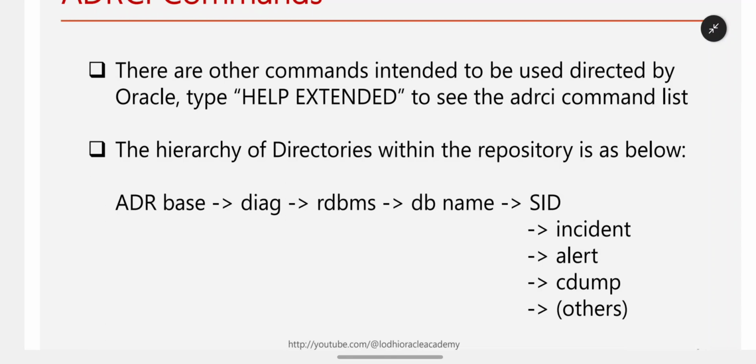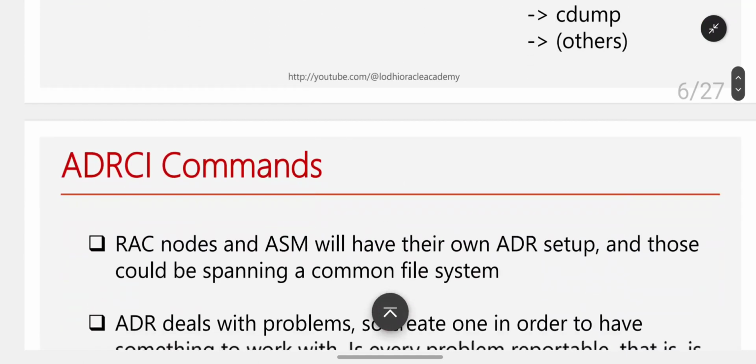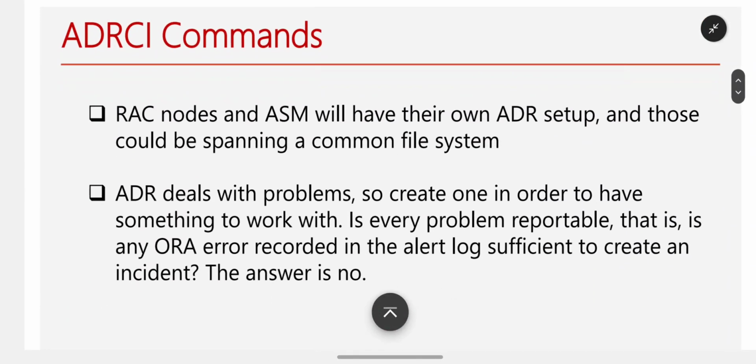The hierarchy of directories within the repository is as below: ADR base, which means Oracle base, then diag, then RDBMS, under that the DB name, whatever database name you have. Under that folder, the SID named folder. Under that you will find incident, alert, cdump, and other folders. RAC nodes and ASM will have their own ADR setup, and those could be spanning a common file system.